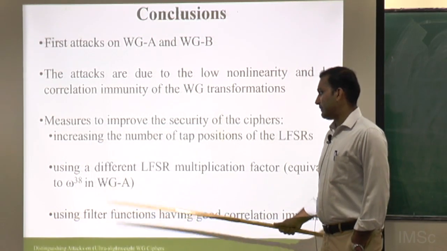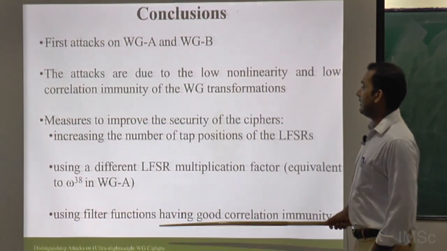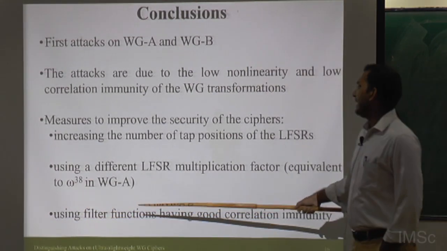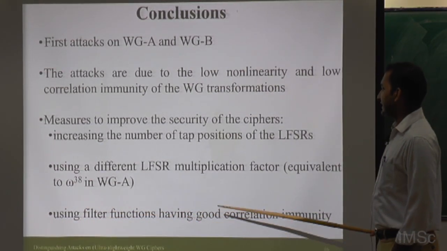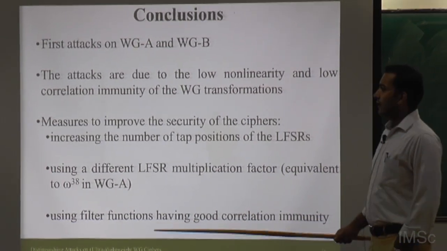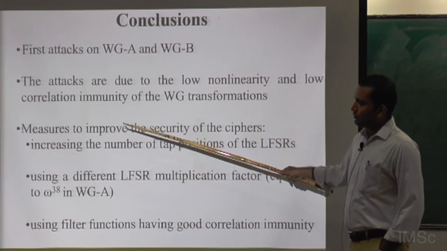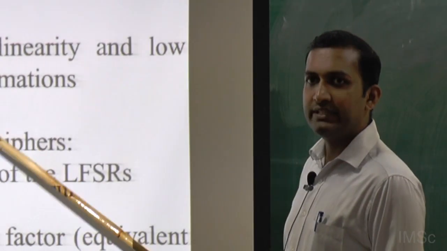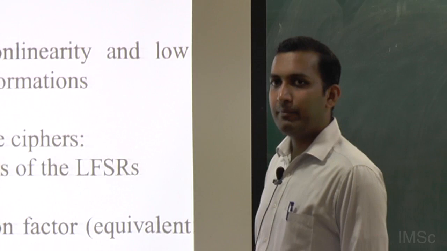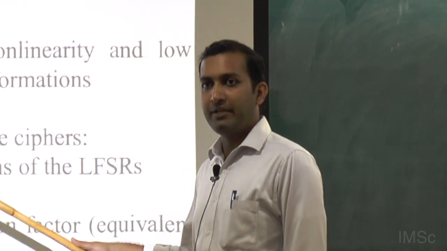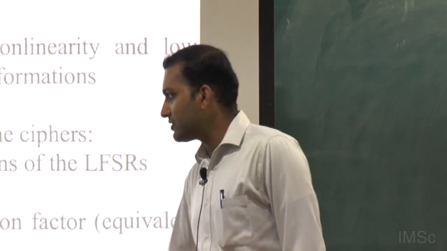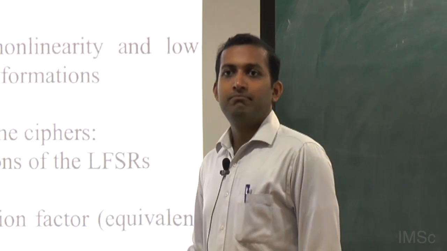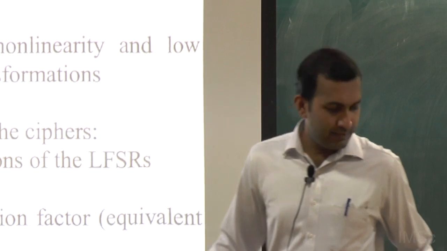The best method that we prefer is to use a filter function having good correlation immunity, because if we follow the other two methods, the inherent weakness of the WG transformation still exists, and the attacker may be able to come up with new attacks exploiting that particular weakness. But if we use a filter function having good correlation immunity, then that may not be possible.